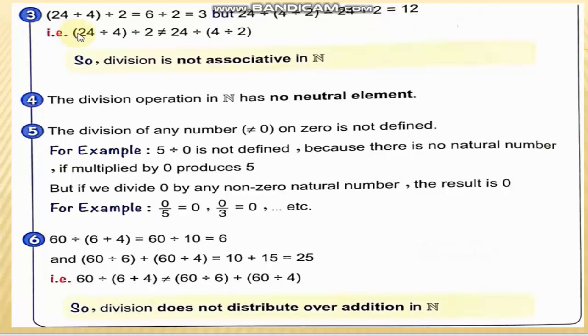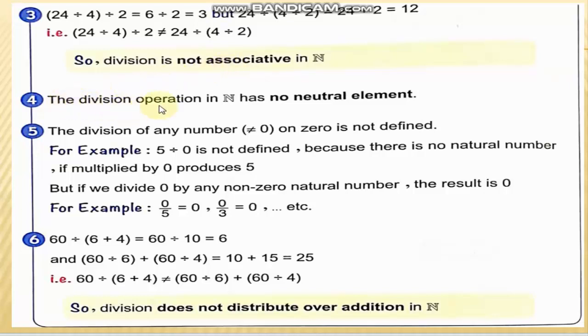So we can say that 24 divided by 4, between brackets, divided by 2 does not equal 24 divided by 4 divided by 2, between brackets. So division is not associative in N. So property number 2, associative, is not found in division.